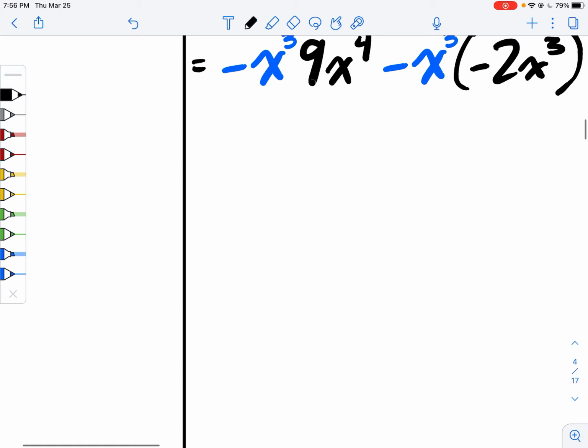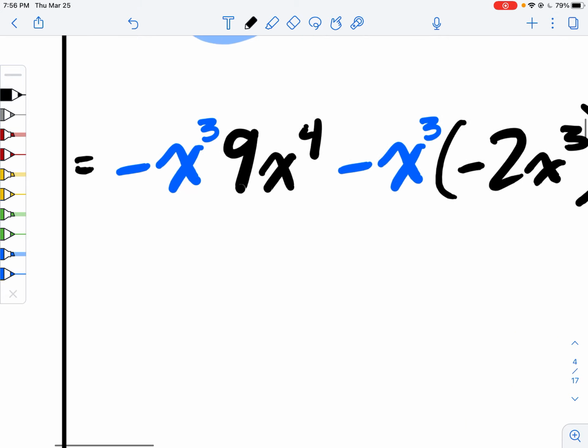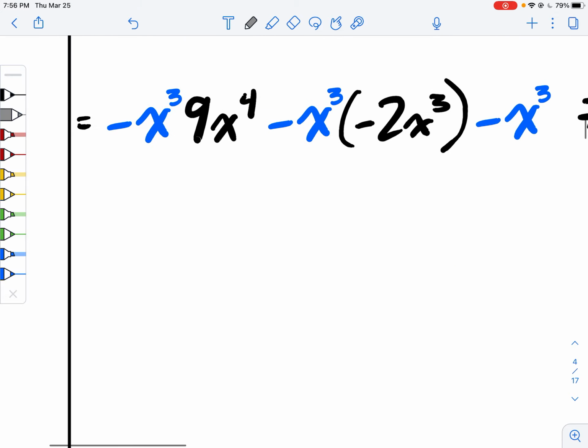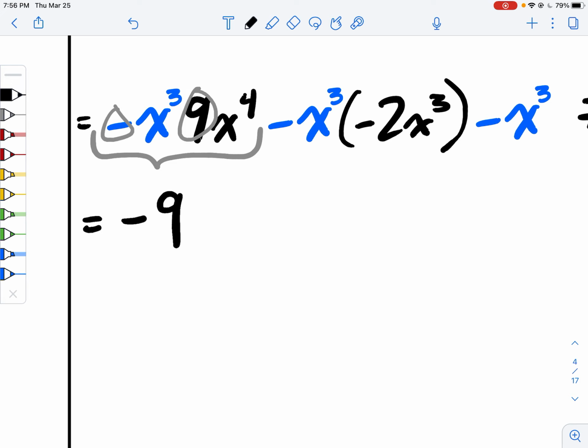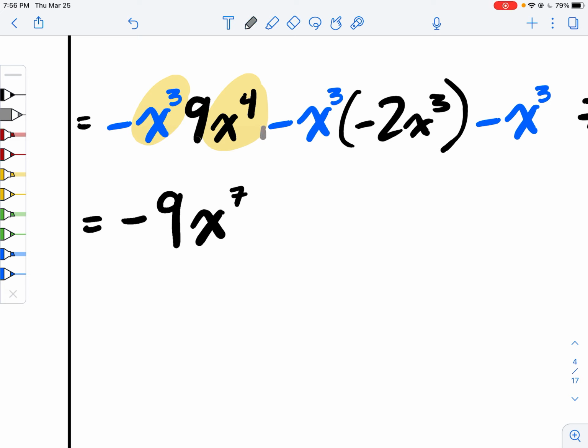First, to simplify this expression right here, I'm going to take all these guys together as one idea. First I'm going to look at my coefficients. I've got a negative and a 9, so that'll be negative 9. And then I'm going to look at my x terms together. I've got two x terms, and since I'm multiplying them together, I will add the exponents. So 3 plus 4 is 7. Let's move on to our next term.